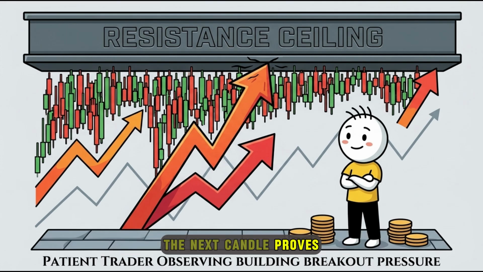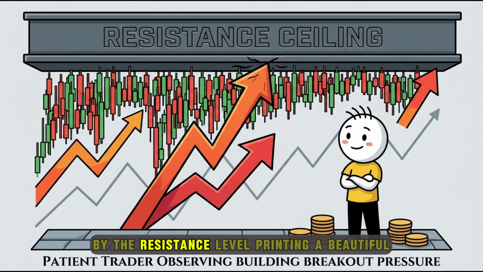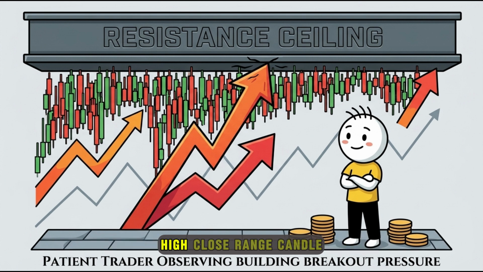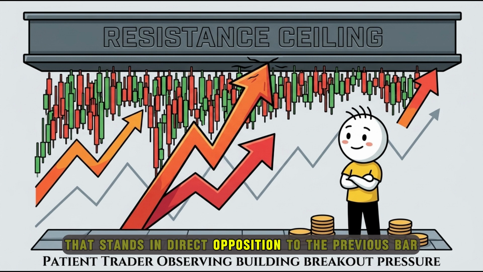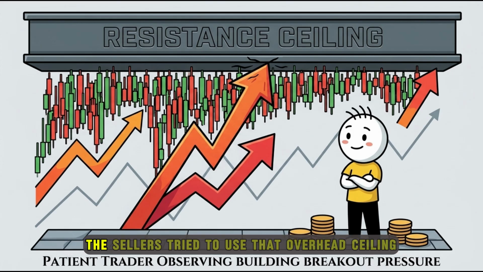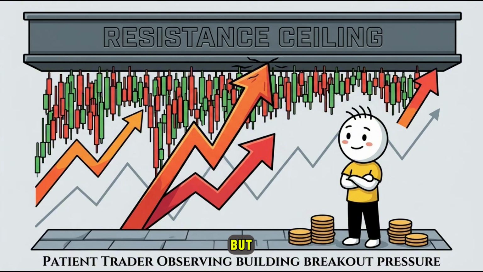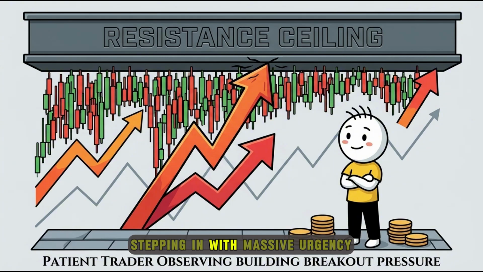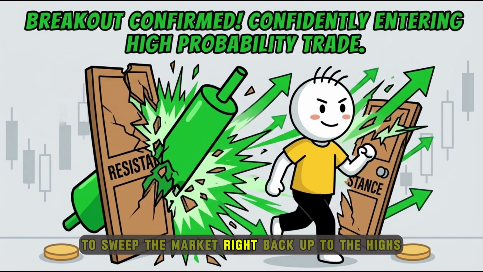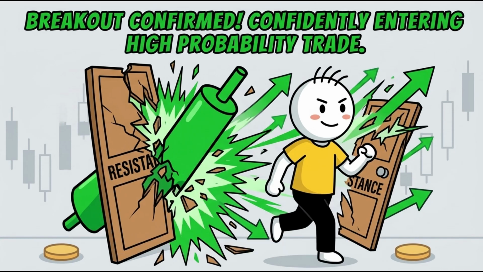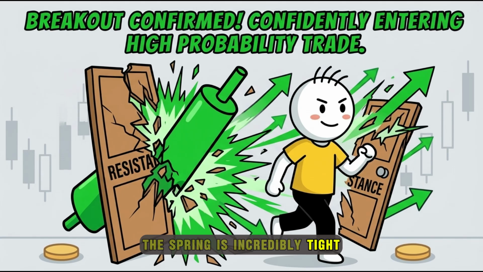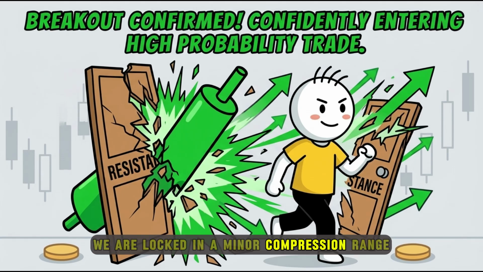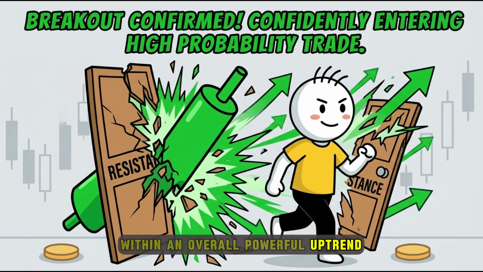The next candle proves the bulls are completely unfazed by the resistance level, printing a beautiful high close range candle that stands in direct opposition to the previous bar. The sellers tried to use that overhead ceiling to spark a major sell-off, but buyers viewed those lower prices as an absolute gift, stepping in with massive urgency to sweep the market right back up to the highs. The spring is incredibly tight. We are locked in a minor compression range right beneath a major breakout level within an overall powerful uptrend.